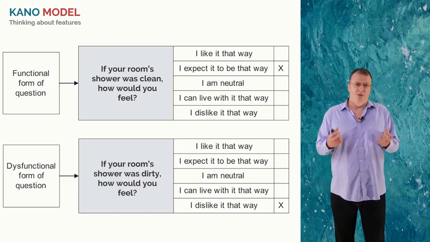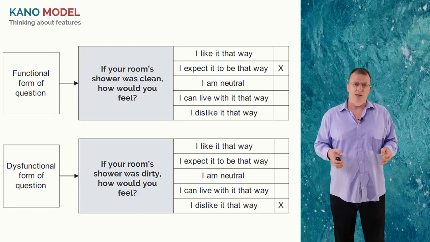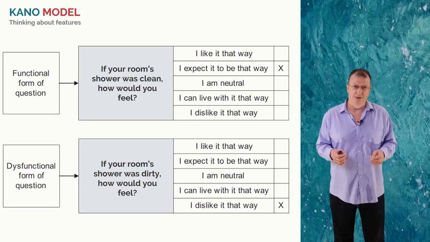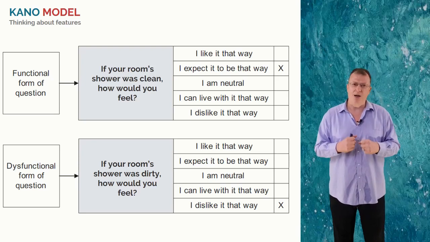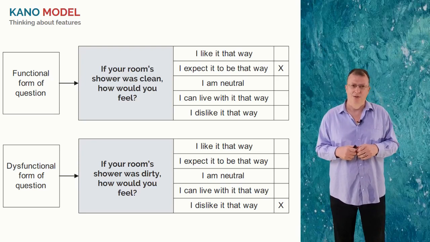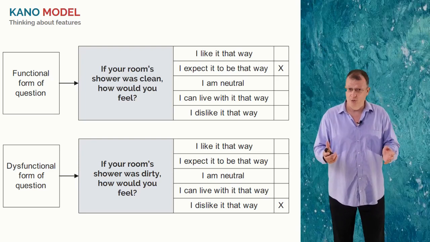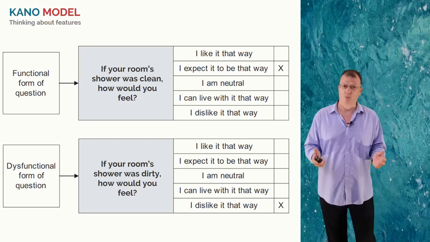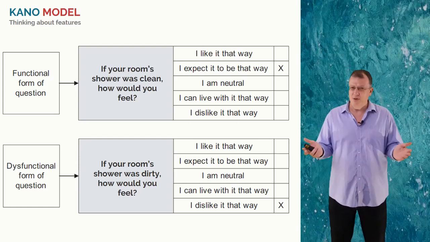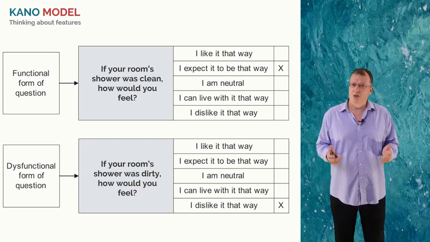Then you also ask the dysfunctional form of the question. Now imagine your room is super dirty. We did not clean it at all. Do you like it that way? Are you happy about it? No, definitely not. Do you expect your room to be dirty? No. Are you neutral about your room being dirty? No, I'm not neutral about my room being dirty. Can you live with it if it's filthy? Actually, no, I can't live with it.